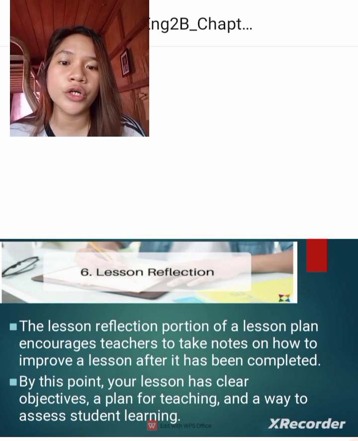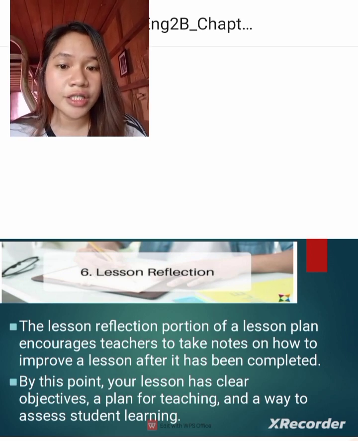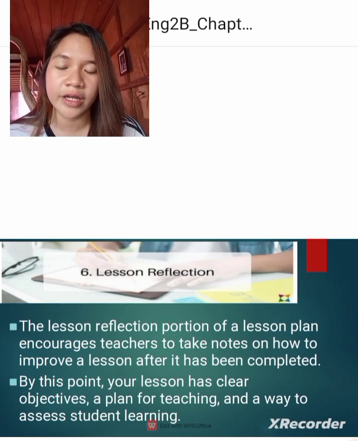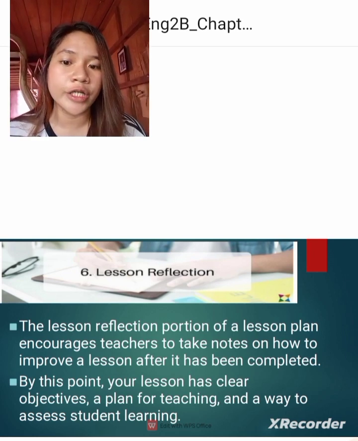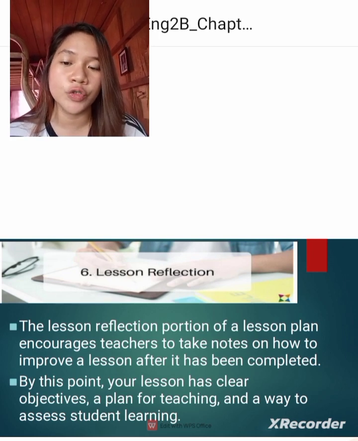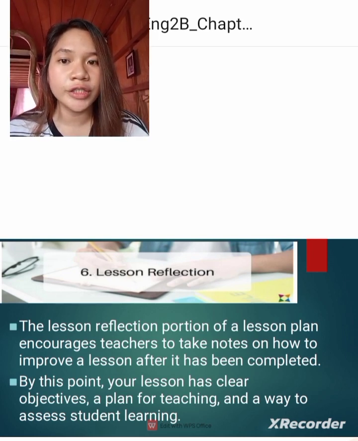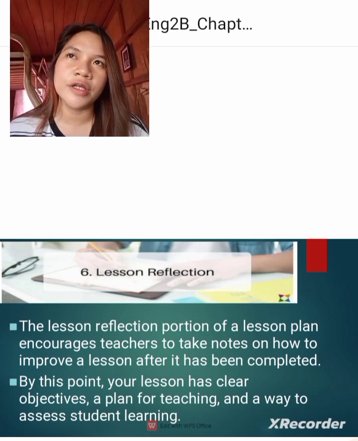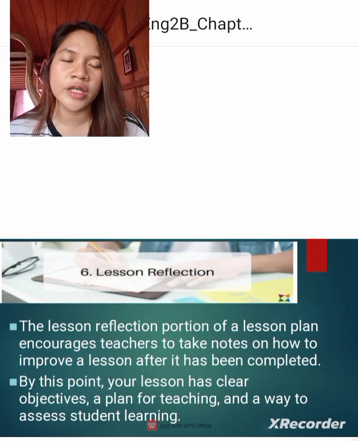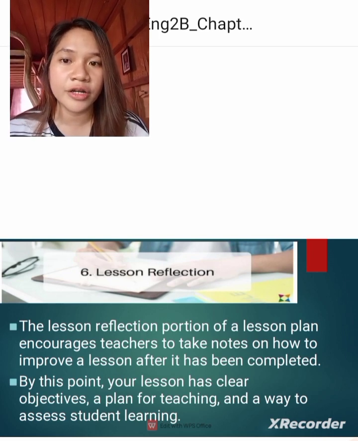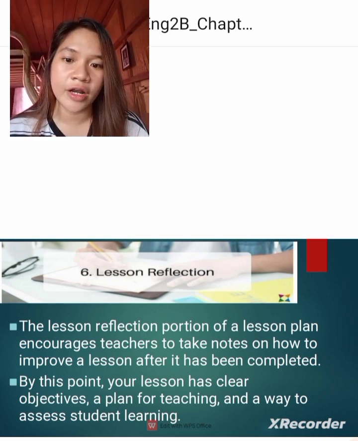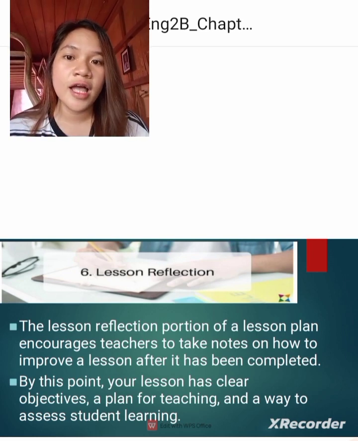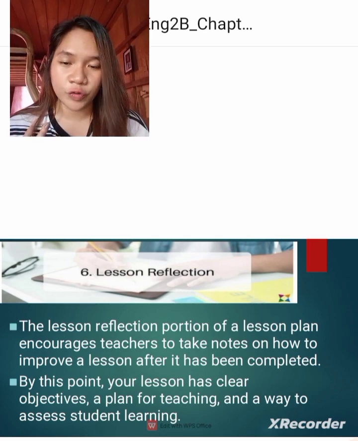So the lesson reflection portion of the lesson plan encourages teachers to take notes on how to improve a lesson after it has been completed. By this point, your lesson has clear objectives, a plan for teaching, and a way to assess students' learning. So there is a lesson reflection, dari nga unsay mga dito sa during the learning process unsay mga natunaan sa mga students, unsaon nimo pag-improve sa imong pagtudlo sa students. Diri na dayon na plan for teaching na kay mga method and how to deliver the learnings nga maka-cope up ang mga students or makatuon.